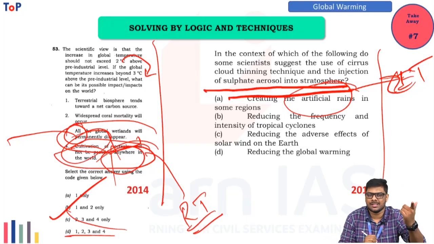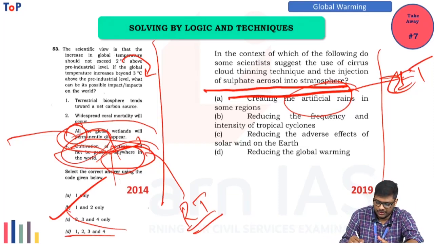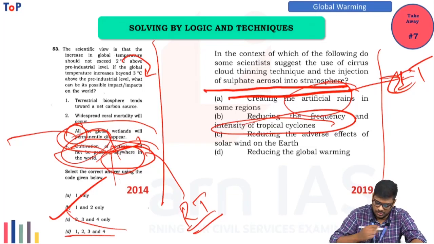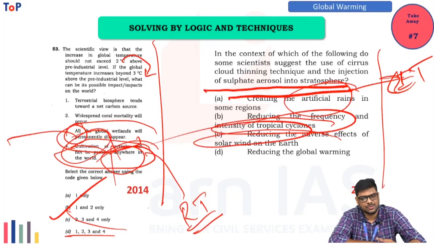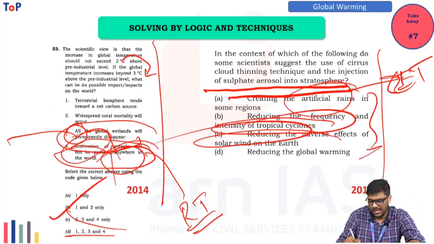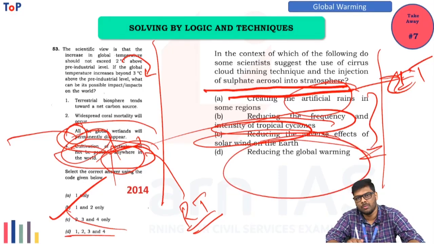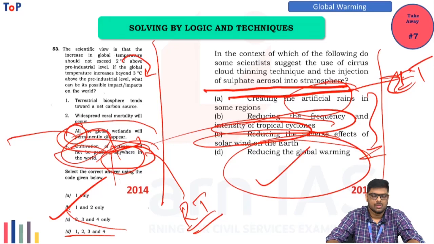Artificial rain. Rain is in the troposphere. Reducing the frequency or intensity of tropical cyclones. Cyclones are in the troposphere. Solar wind on earth. Solar wind is in the exosphere. These 3 options have nothing to do with the stratosphere, but the last one, reducing global warming, is related to the stratosphere. Only one option is left. So global warming is the answer. So D can be the answer. This is how you have to apply your logic.